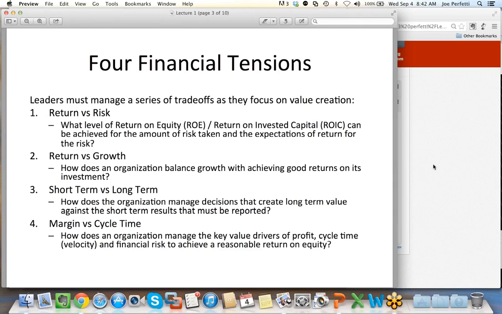So we'll get more into this next week, but basically one of the tensions that companies have to deal with is the tension of risk and return, which is earning a return on equity or return on invested capital greater than your cost of capital. Well, in order to get great returns, you often have to take more risk. So one of the questions is, how much risk do you want to take?